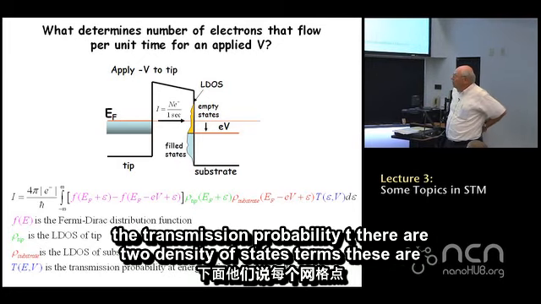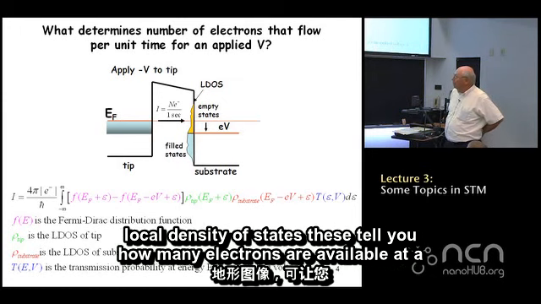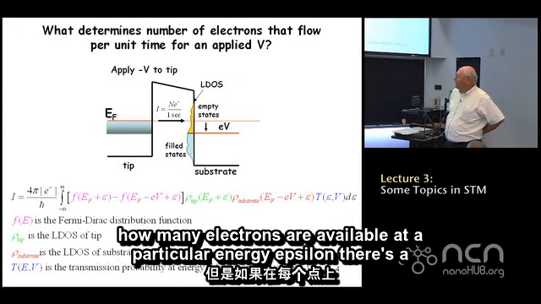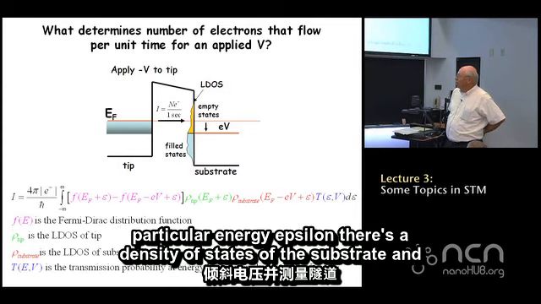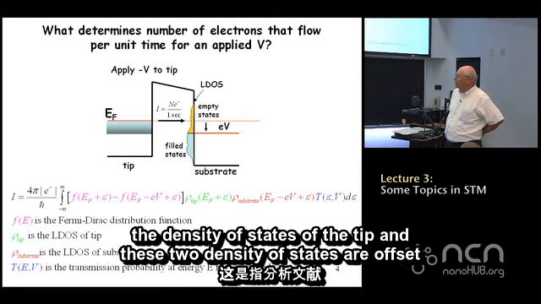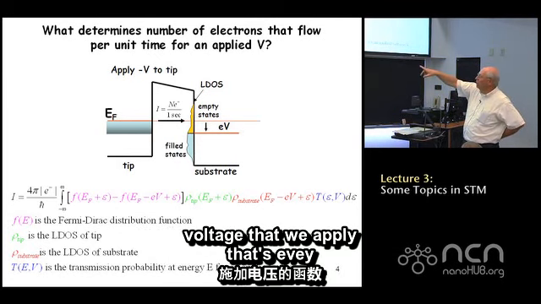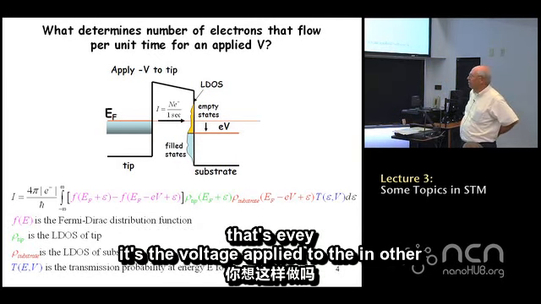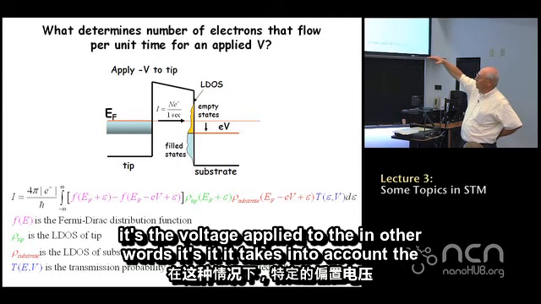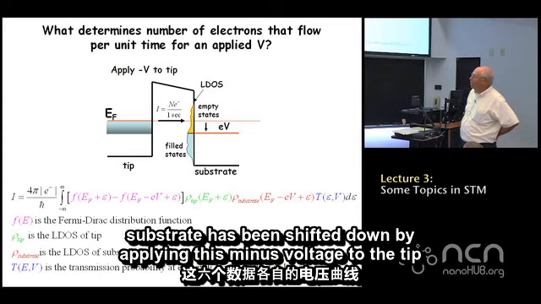There are two density of states terms. These are local density of states. These tell you how many electrons are available at a particular energy epsilon. There's a density of states of the substrate and a density of states of the tip. And these two density of states are offset one by another simply by the bias voltage that we apply. That's eV. In other words, it takes into account the fact that the Fermi level of the substrate has been shifted down by applying this minus voltage to the tip.